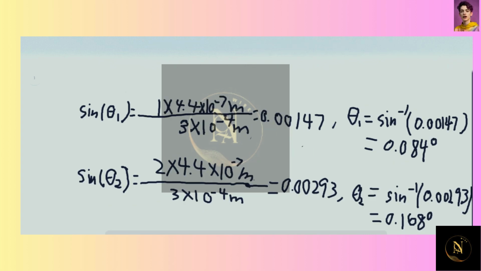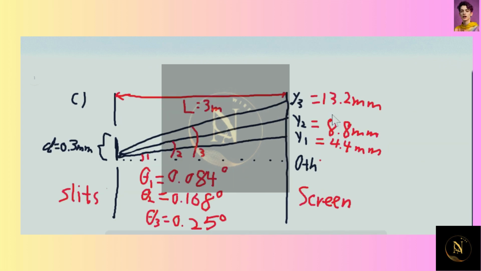And we get sine theta 1 equals 1 times 4.4 times 10 to the negative 7 meter divided by 3 times 10 to the negative 4 meter, and the angle is 0.084 degree for the first angle. Sine theta 2 is equal to 2 times 4.4 times 10 to the negative 7 meter divided by 3 times 10 to the negative 4 meters, equal to 0.0293. And the angle for the second one is 0.168 degree. So far, the graph has all the information we know from the questions.